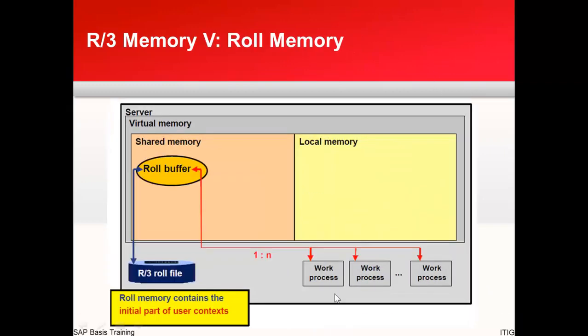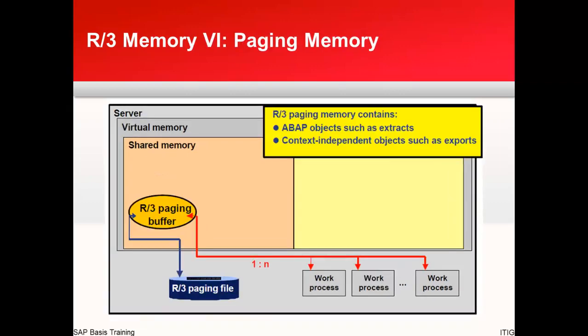Okay, now it's the role memory. Role memory contains the initial part of the user's context. Okay, then the paging memory. You can see that the paging memory is at the OS level. Paging memory contains ABAP objects such as extracts, and context independent objects such as exports.